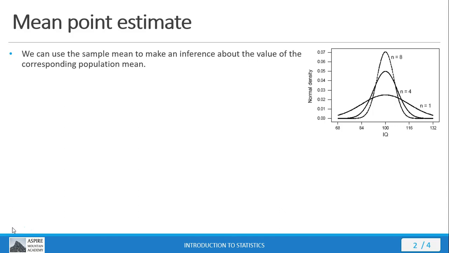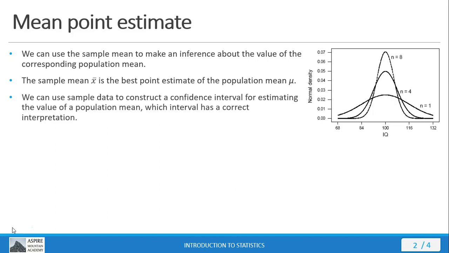So we can use the sample mean to make an inference about the value of the corresponding population mean. So this means, in essence, that the sample mean is the best point estimate of the population mean. If you think about it, this should make sense. Just like proportions, the sample proportion is the best point estimate for the population proportion. The sample mean is going to be the best point estimate for the population mean, because both proportions and means are unbiased estimators. So those sample statistics tend to target their respective population parameters.